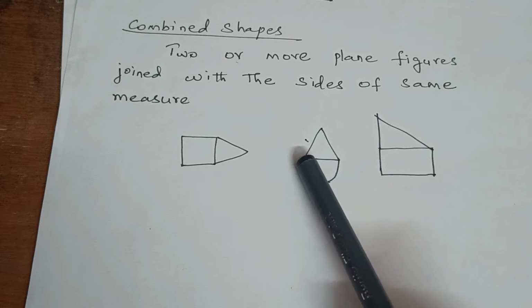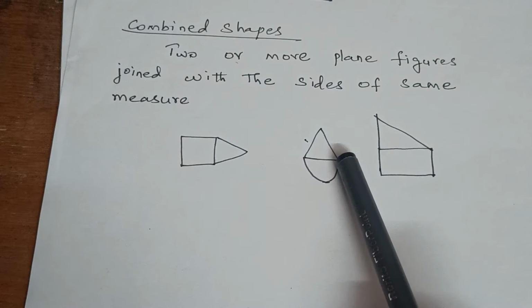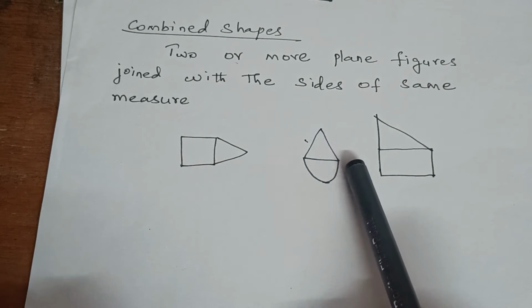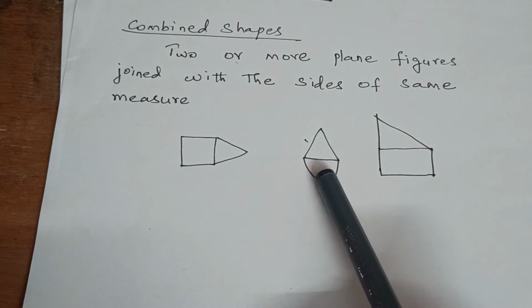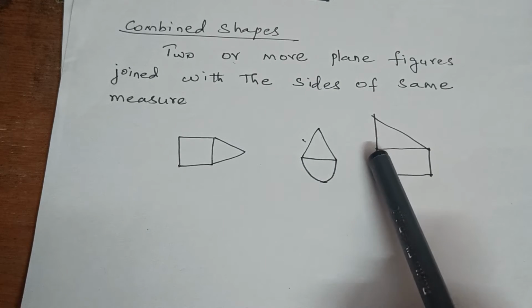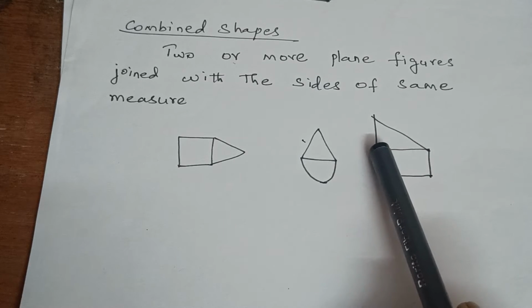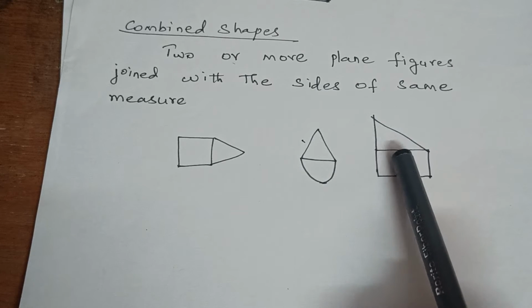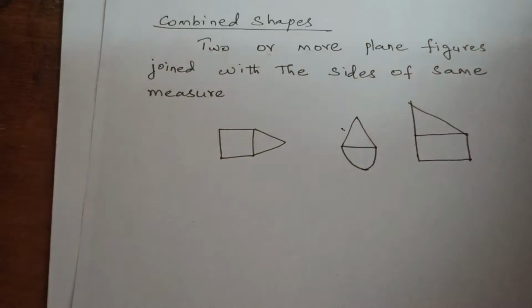For example, look at it. What is this? The lower one is a semicircle, and this is the diameter of the semicircle. And on the semicircle, we have combined a triangle. The base of the triangle and the diameter of the semicircle are the same. Yes, the same sides are put together. And here it is a rectangle and the top one is a right angled triangle, and this is the base for the right angled triangle and the length for the rectangle. So the length of the rectangle and the base of the right triangle are of same measure. So we can only combine the shapes on sides of the same measure.